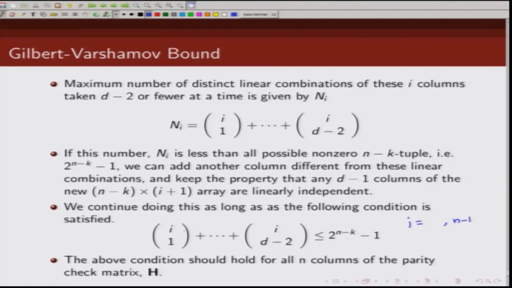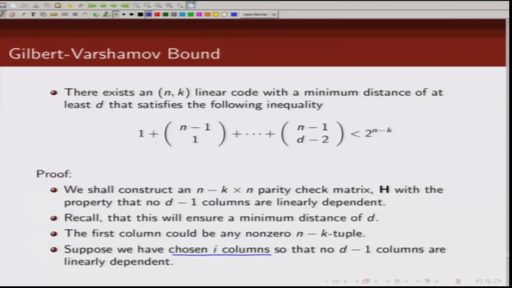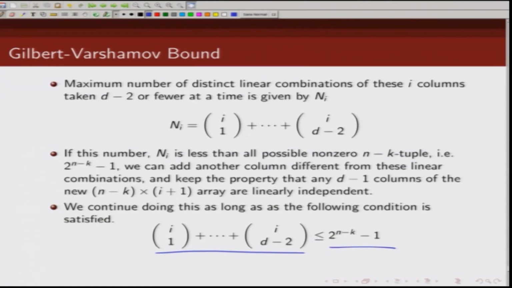So, when we plug in i equal to n minus 1, what we get is (n minus 1)C1 plus (n minus 1)C2 and so on, which should be less than or equal to 2^(n minus k) minus 1, and the 1 we can bring to this side, and hence we will get our desired expression, which is this. Okay. We just want this number of linear combinations to be less than 2^(n minus k). Then only do we still have an (n minus k)-tuple which we can add as an additional column of this H matrix.